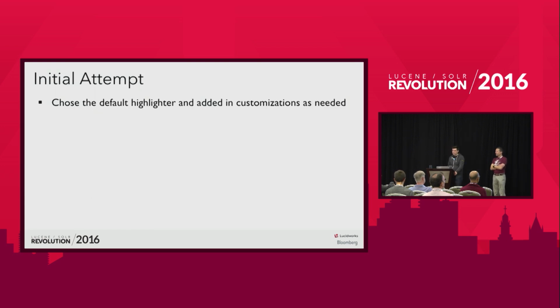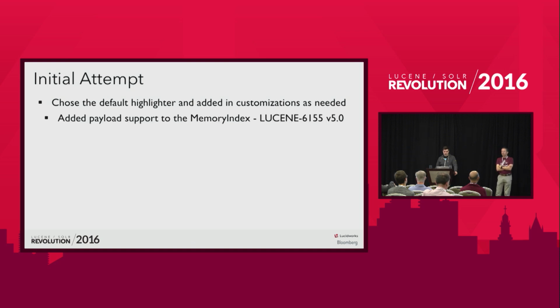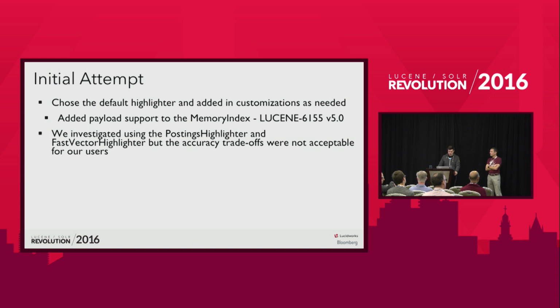So what was our initial attempt? We figured it would be easier to add customizations to the default highlighter as needed, really start with that because it was the most accurate of the bunch. So the first thing we did was we added payload support to the memory index to support our custom span queries. You can see more of our work that was open sourced in Lucene 6155. We had investigated the postings highlighter and fast vector highlighter, but they didn't really meet the accuracy requirements, and we figured that would be harder to layer in than actually trying to make the standard highlighter fast.